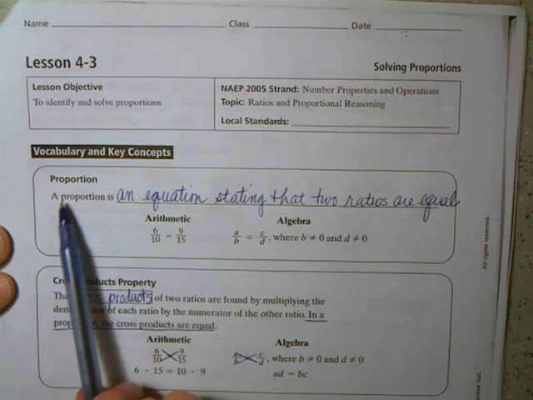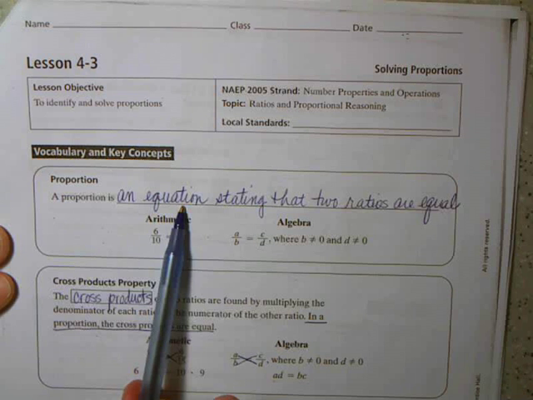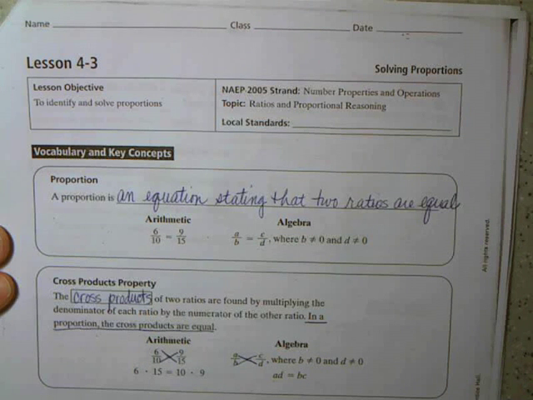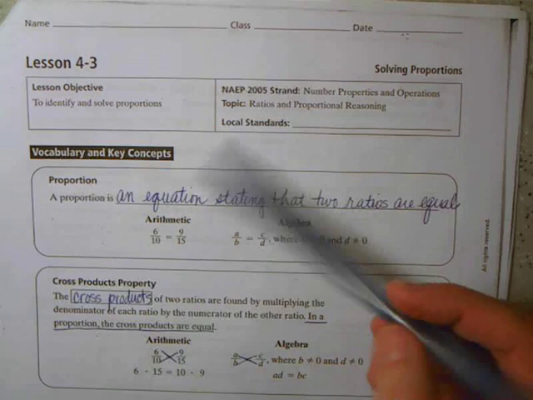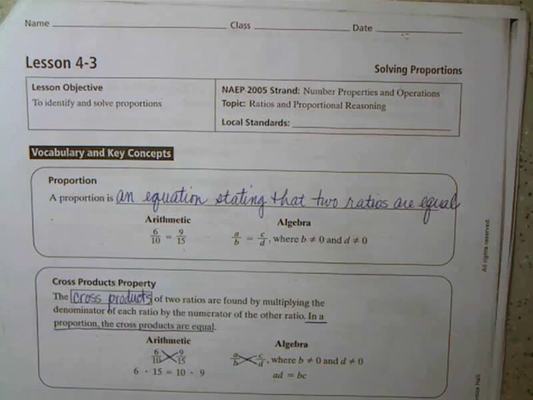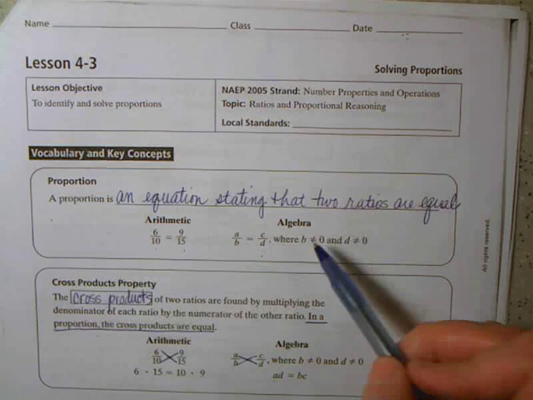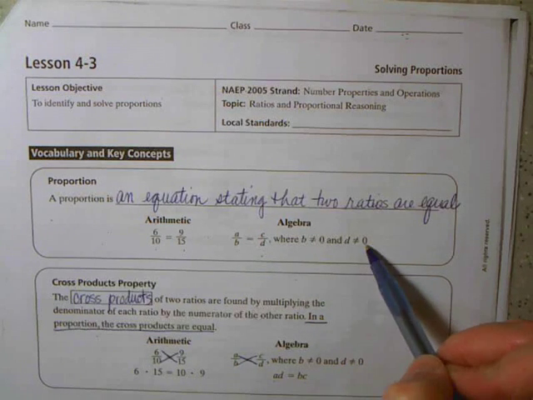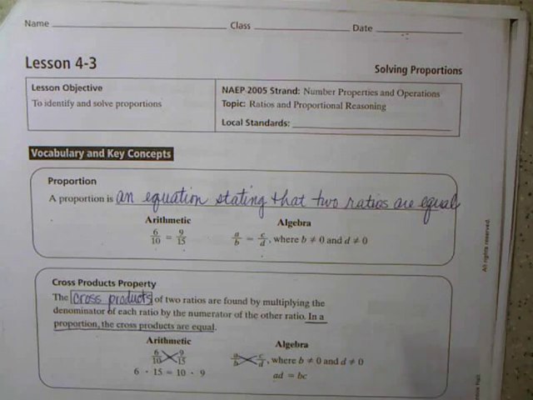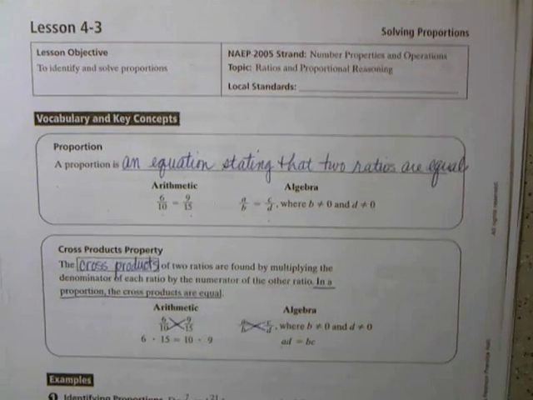One of our definitions is proportion. A proportion is an equation stating that two ratios are equal. Arithmetically, we could say that 6/10 is equal to 9/15. That would be a proportion. Algebraically, A/B equals C/D, where B is not 0 and D is not 0. Remember, those conditions are needed because this represents division, and division by 0 is undefined.